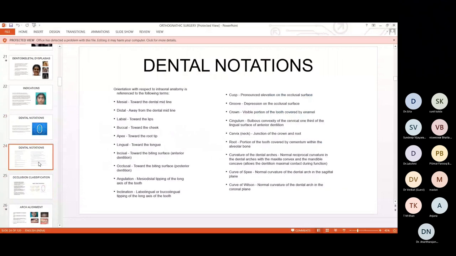So this I will not go into details. These are some of the things which are dental notations. Mesial means towards the dental line. Distal means away from the dental. Labial means towards the lips. Buccal means towards the cheek.